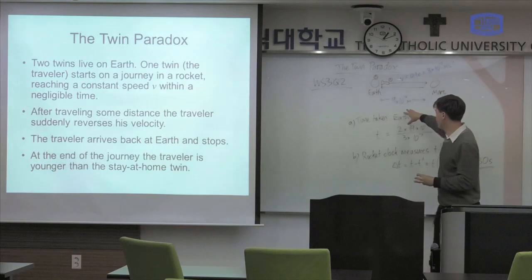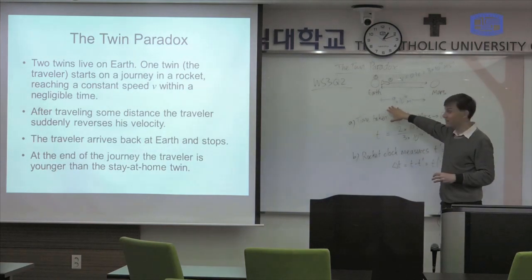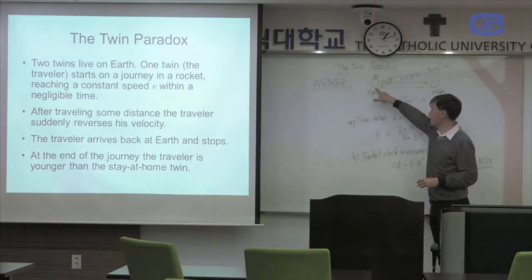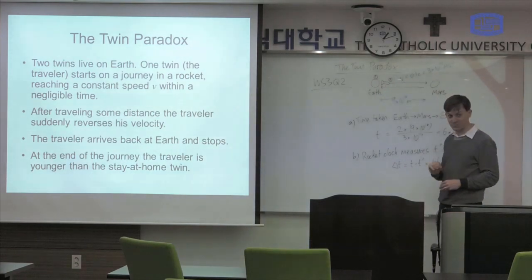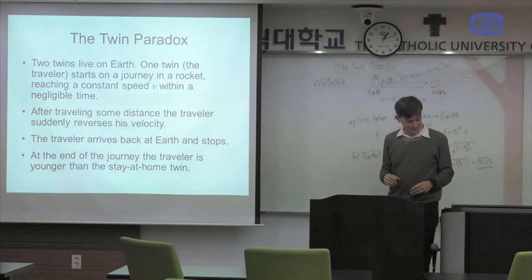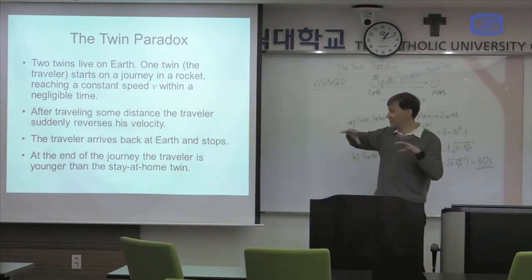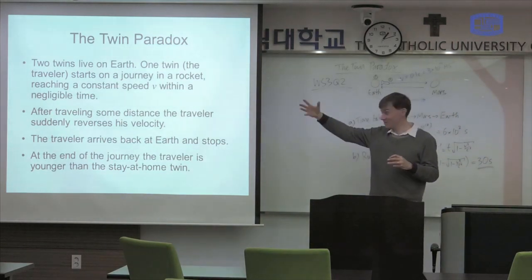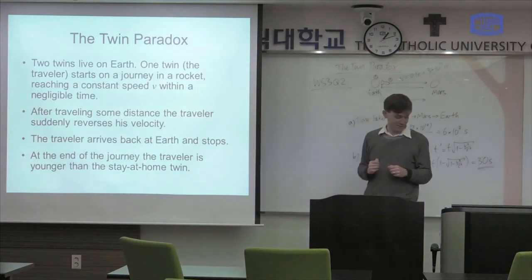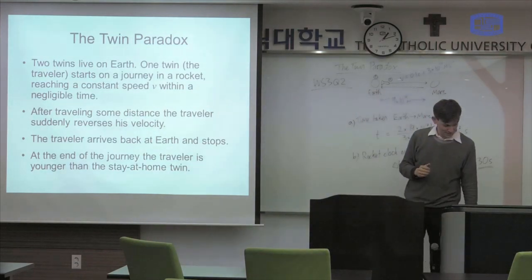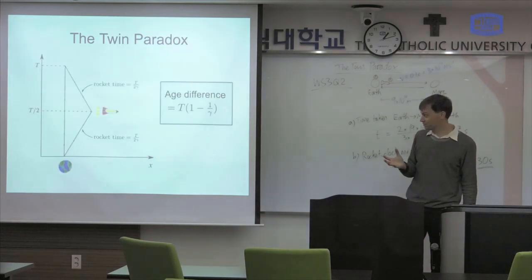Okay? So that's exactly the same as the situation we've considered here. If we imagine that there's a twin on Earth and a twin on the rocket, then when the twin on the rocket comes back, he will be 30 seconds younger. But obviously, if you make this a long journey, traveling at close to the speed of light, then you could be many years younger by the time you get back. Okay. So, what's the paradox?